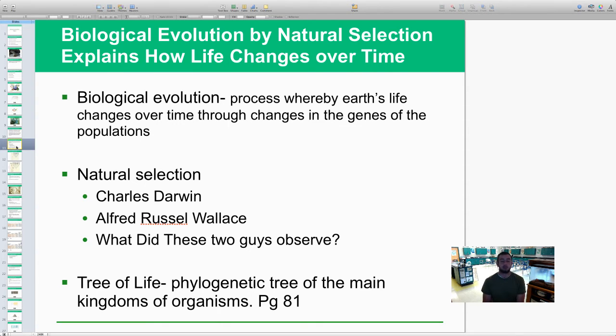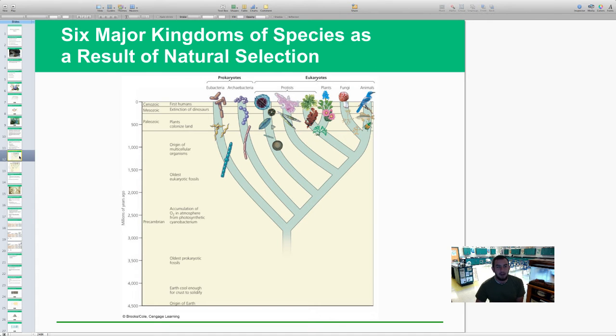Again, what did these two guys observe? Lots of different things. I'd like for you to read over section 4.2 and take a look at the contributions of Charles Darwin. Obviously, he came up with survival of the fittest, but he also came up with many other natural selection laws or theories, as did Alfred Wallace. There's a tree of life. It's a phylogenetic tree, which you hopefully remember from biology, showing the main kingdoms of organisms on page 81, which we're going to take a look at next. If you're following along with your CD, definitely take a look at this section.